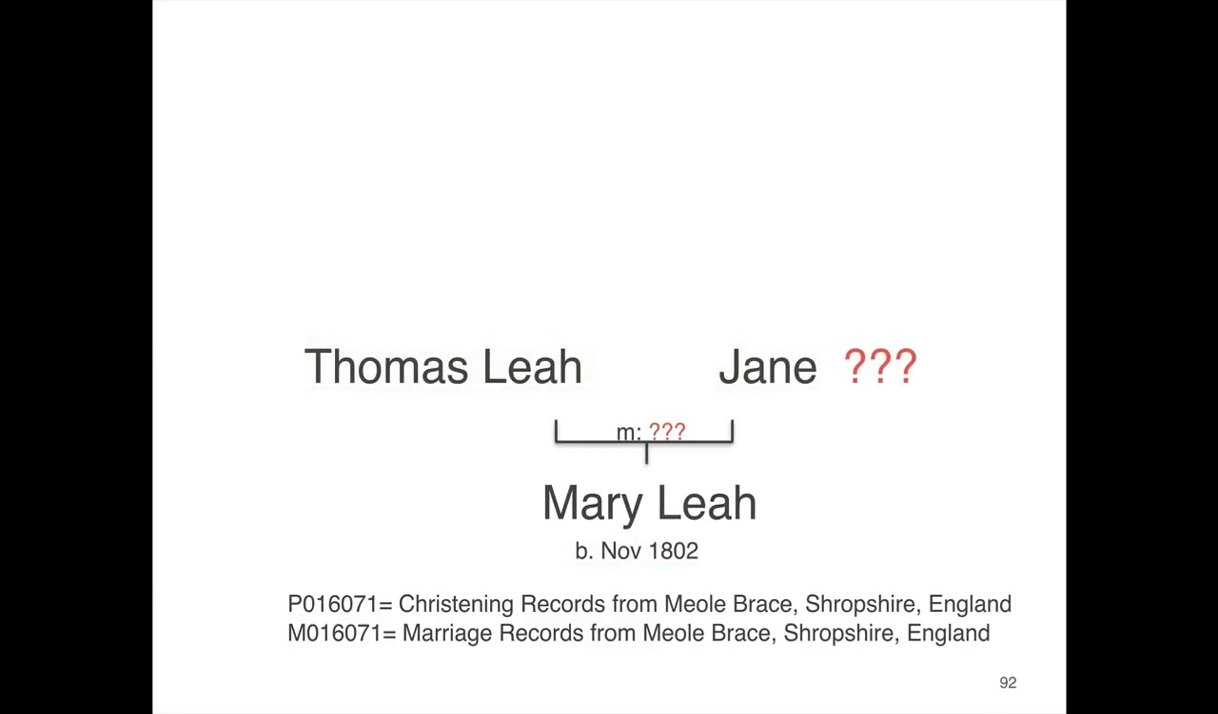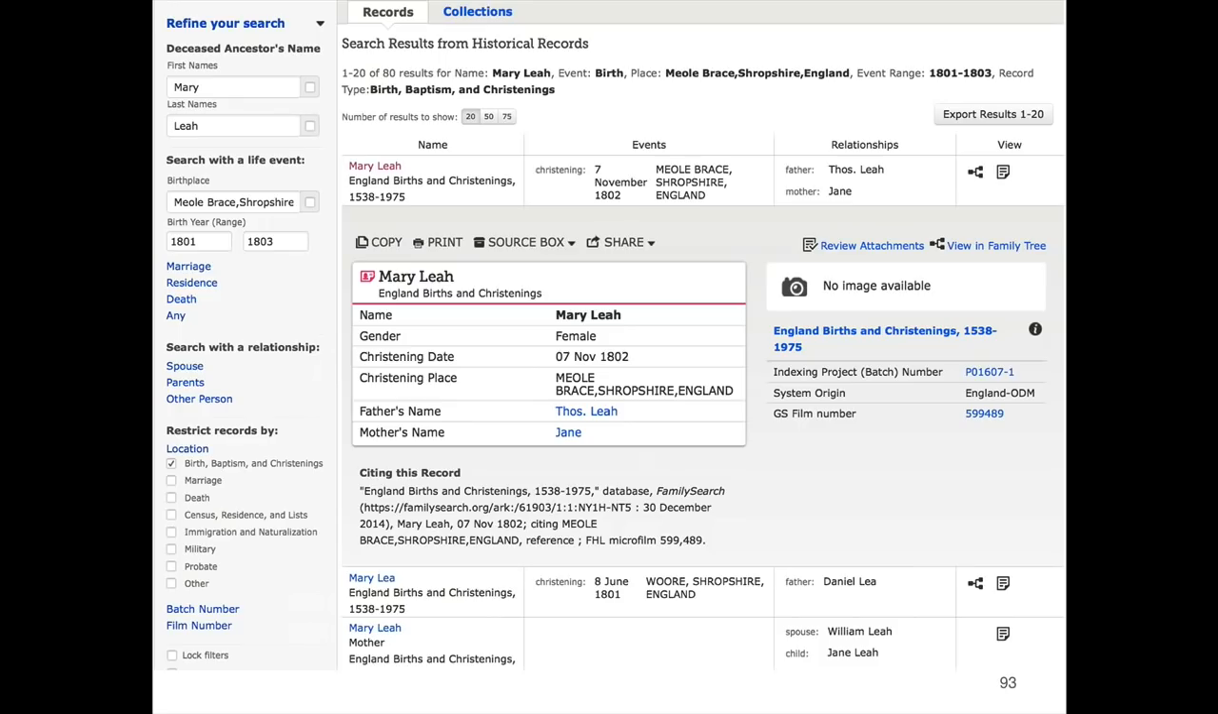What's Jane's maiden name? And when were Thomas and Jane married? Well, to do that, I have enough information. All I have to do is change the P at the beginning of the batch number to an M and put in some different information on the form. Let's go right back to where we were. This is the search we did for Mary's birth record, and I'm going to alter some of the data on the form here on the left-hand side.